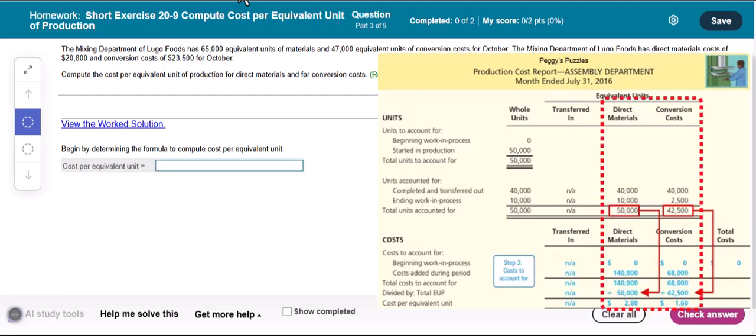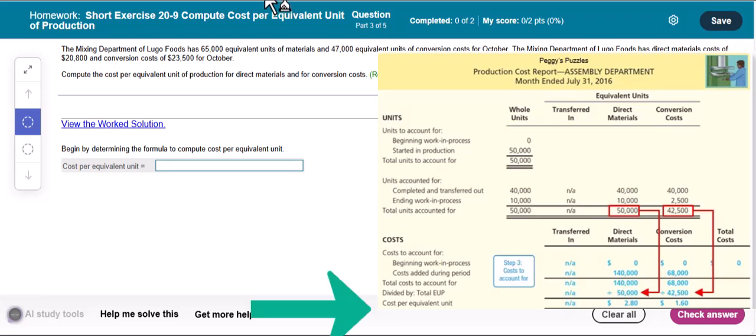So we have direct materials and then the conversion costs. Conversion costs are the direct labor of the people working on the stamping machines, and conversion costs also include manufacturing overhead. That would be like maintenance on these stamping machines and also the depreciation on the stamping machines. What we're trying to do in this problem is calculate this cost per equivalent unit.